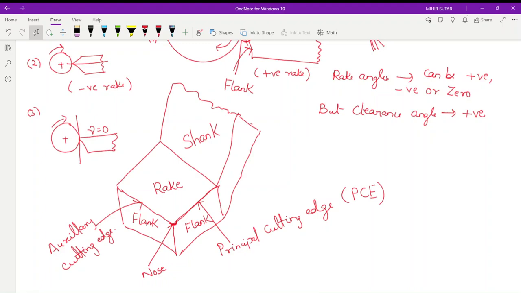Now we will go to the tool reference system, that means the type of reference system for tool geometry. First of all, the tool has to be constructed, and only then can it be used for machining operations. So we will go to the American Standard System, that is your ASA system.